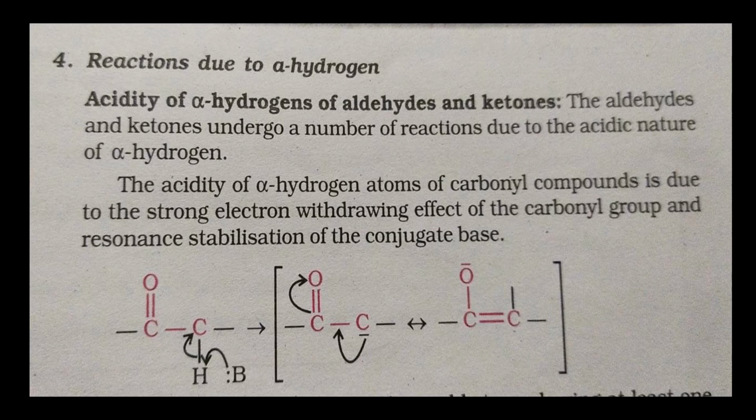Fourth topic, reactions due to alpha hydrogen. Acidity of alpha hydrogen of aldehydes and ketones. The aldehydes and ketones undergo a number of reactions due to the acidic nature of alpha hydrogen. The acidity of alpha hydrogen atoms of carbonyl compounds is due to the strong electron withdrawing effect of the carbonyl group and resonance stabilisation of the conjugate base. So this is how it works.